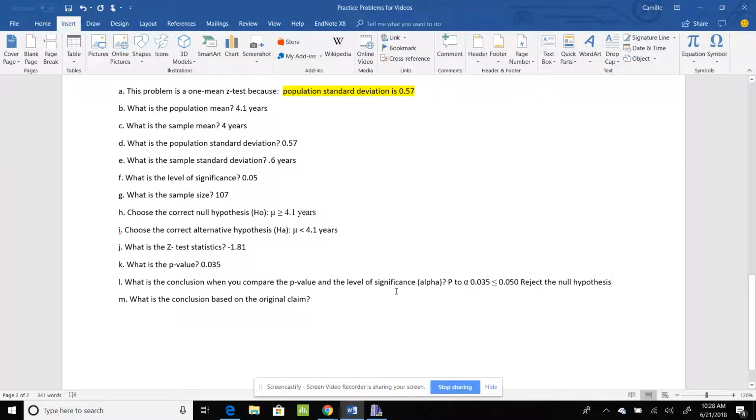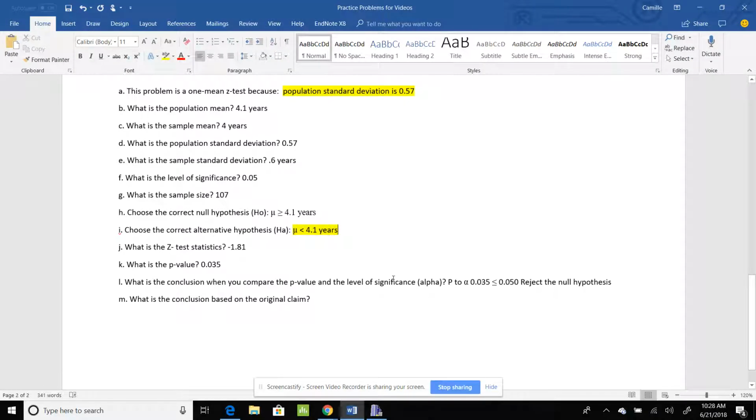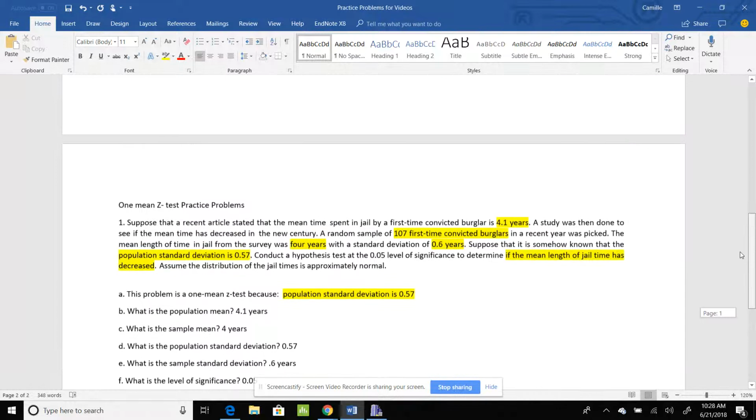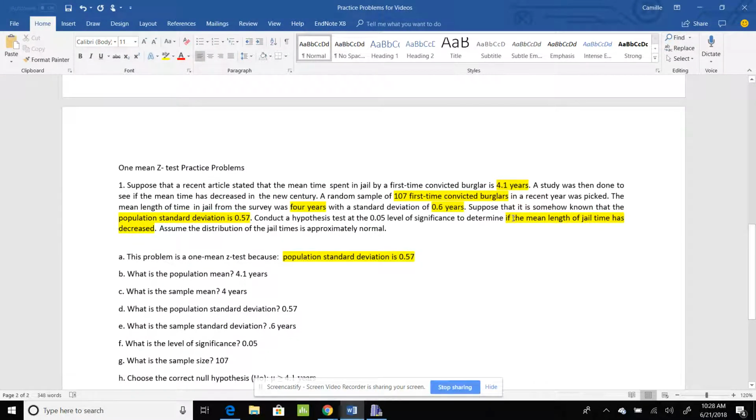So if I reject the null hypothesis, that means I'm not using this one, but I'm going to use this one. So let me highlight that so you know what we're saying. So, okay, it means the mean is less than 4.1 years. All right, so what can I claim? So I can claim that at the 0.05 level of significance, let me go back up and let's look at it right fast. It wants to know if the mean length of time has decreased.